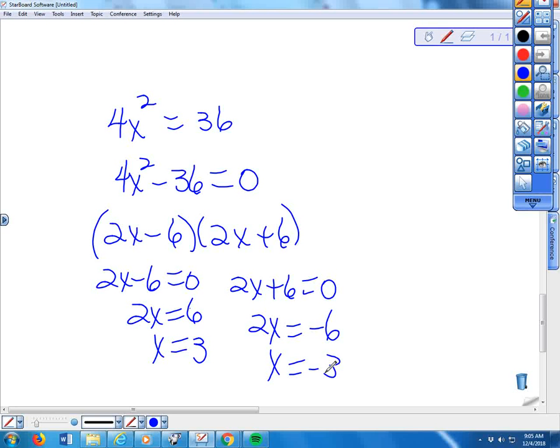There's always two answers. Sometimes they're the same, but they're duplicates. Another way you could have solved this one is dividing both sides by 4 to get x squared equals 9. Then take the square root. But when you take the square root, you must always remember it can either be negative or positive to give you 9. If you take the square root of a number, it's always plus or minus, because it can be negative 3 times negative 3 or positive 3 times positive 3 to give you positive 9.